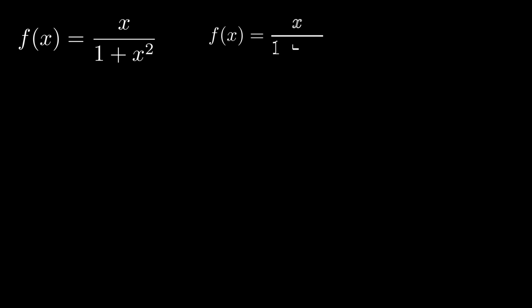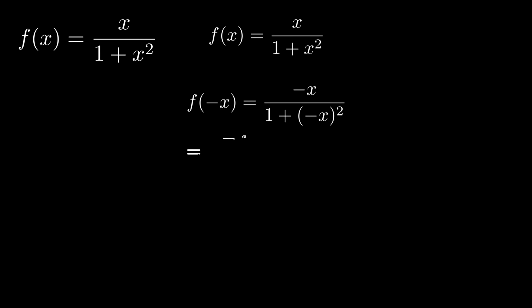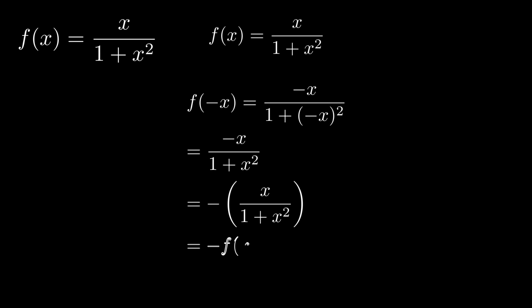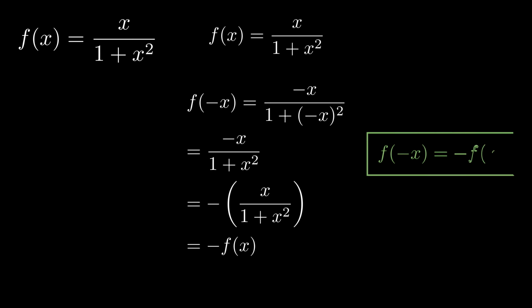Start with the original function, f of x equals x over 1 plus x squared. Now we substitute negative x. f of negative x equals negative x over 1 plus (negative x) squared. Let's simplify. The denominator becomes 1 plus x squared because squaring a negative number gives a positive result. Negative x times negative x equals positive x squared. So that part stays unchanged, but the numerator remains negative x. So we end up with f of negative x equals negative x over 1 plus x squared.